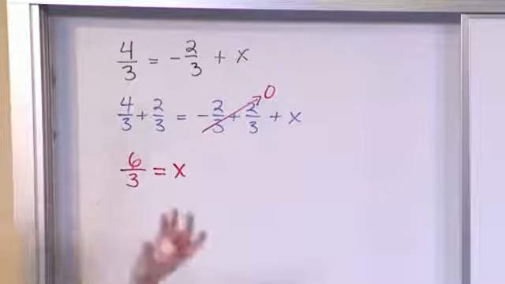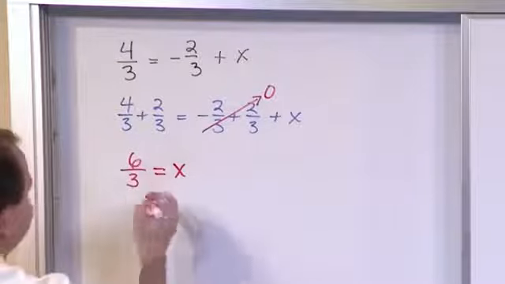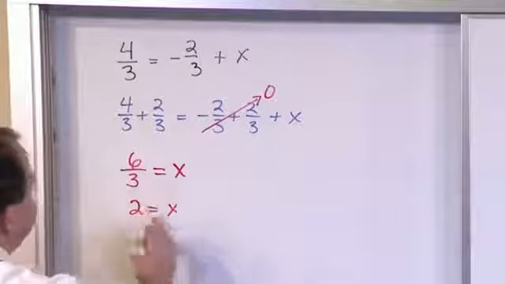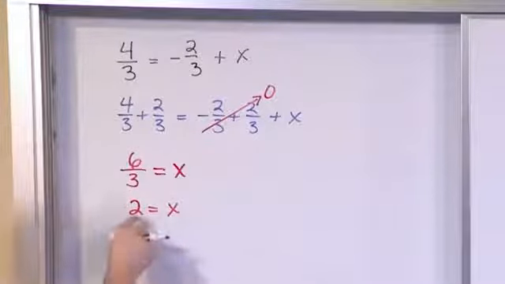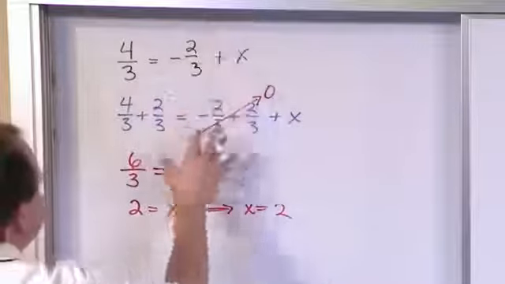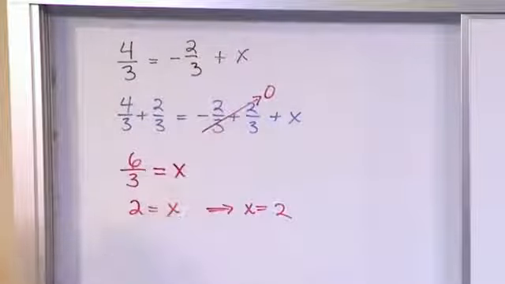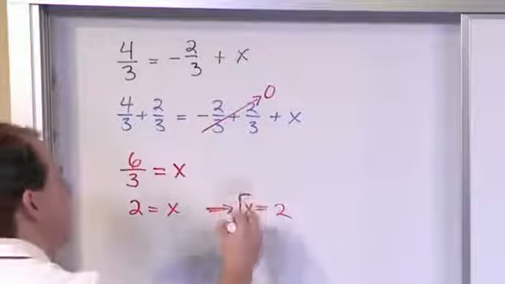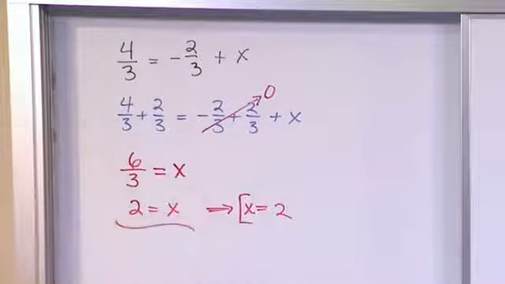6/3 is really 6 divided by 3, so what is that? So that's 2. So 2 is equal to x. It doesn't matter that it's 2 is equal to x. It's exactly the same thing as x is equal to 2. You've learned that it doesn't matter if x is on the left or the right-hand side. You still just try to get it by itself, and then you have the answer. So x is equal to 2. That is the answer to this problem.